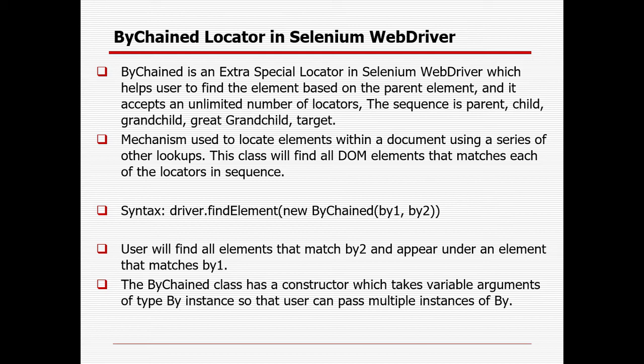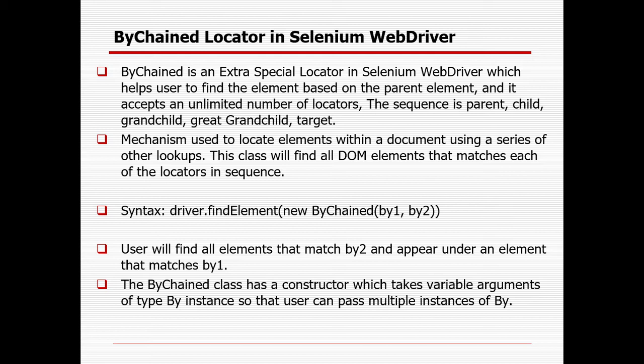After that you can perform any kind of operation on the element. In case it is a text box, you can send some keys. If it is a link, you can click on that link. If it is an image also, you can click on that. So once the object identification is done, you can perform the relevant operation based on the type of the object.